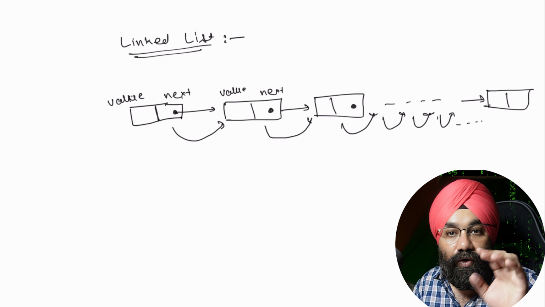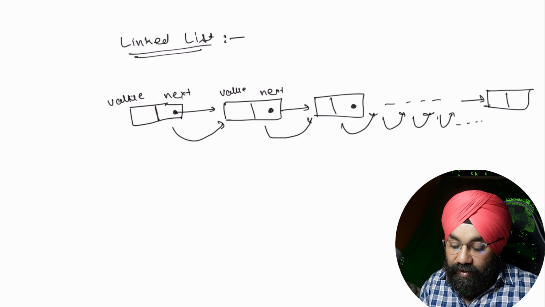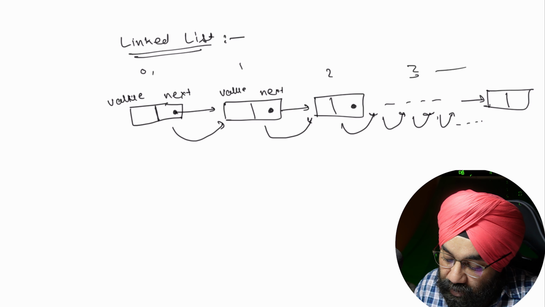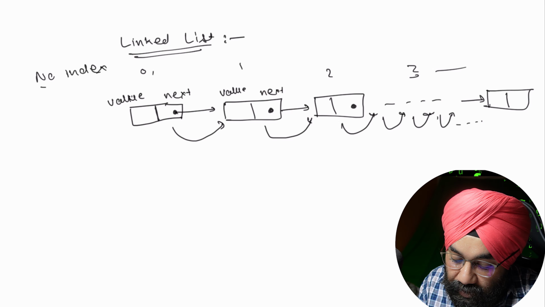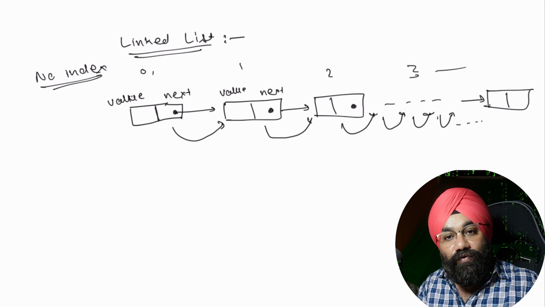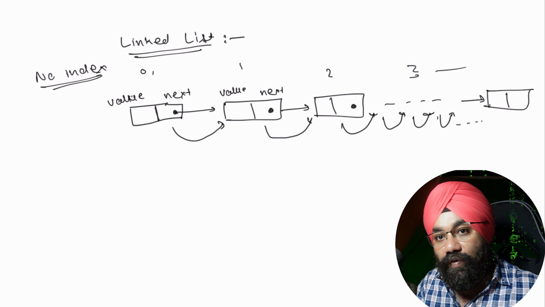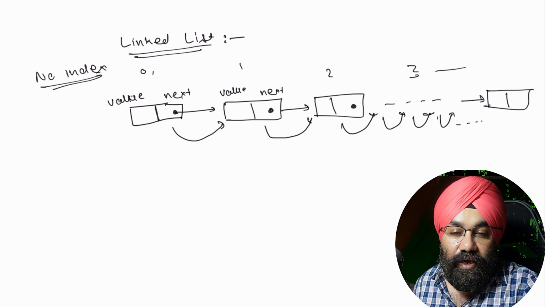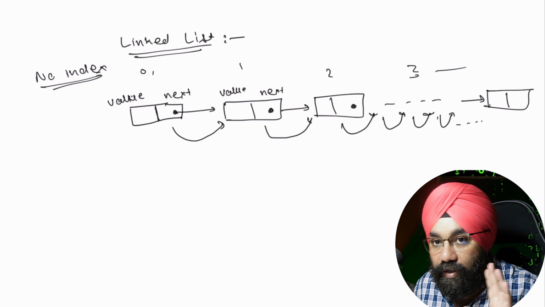You cannot go directly because there is no index here. Like in an array list, there used to be 0, 1, 2, 3. Here, no index is maintained. There is no index maintenance here. Here you have to crawl 1, 2, 3, 4. You have to count and go to the 14th index, and then you will reach there and you will know, okay, this is my 14th element that I need to read.